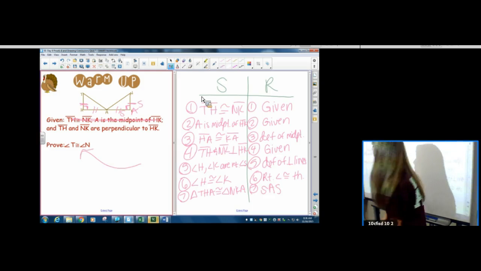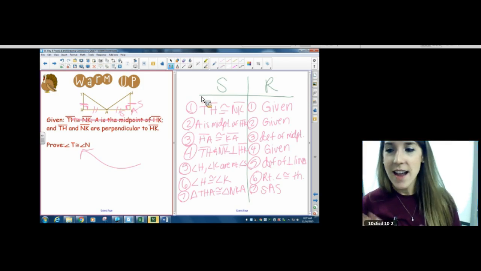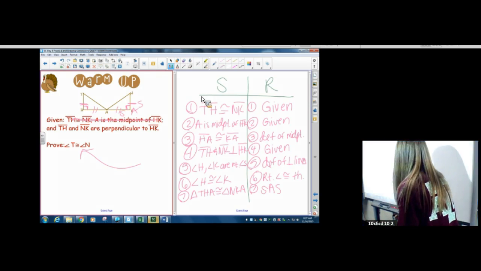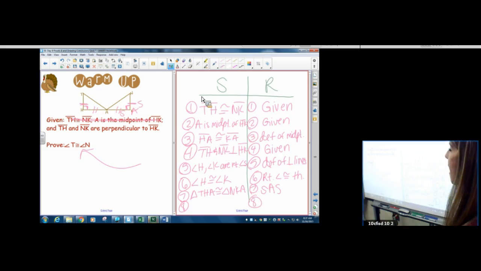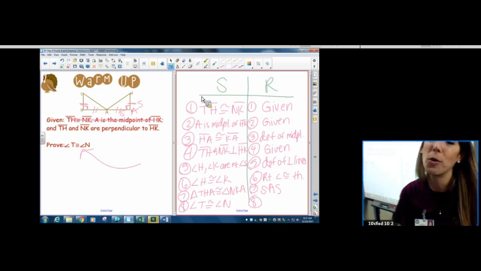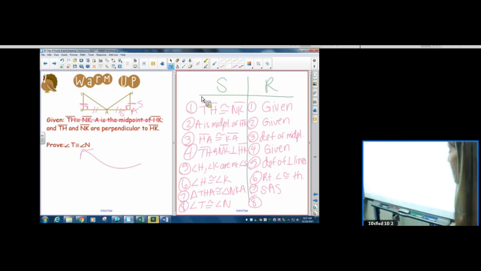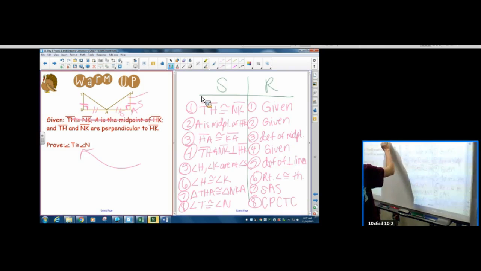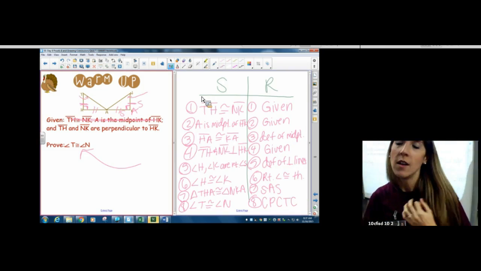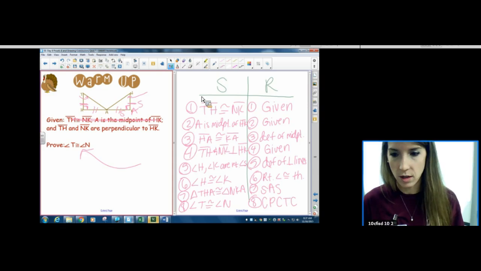Now, we always end with the prove. So if you have not made it to the prove yet, your proof is not done. Now that we've said the triangles are congruent, now we can end with what we were trying to prove. This whole time, we just wanted to know if T was congruent to N, and that was a long process to say that they were. But now we're allowed to say it because corresponding parts of congruent triangles are congruent. Those angles were not marked, but we're now allowed to say they're congruent because we've proved the triangles congruent.